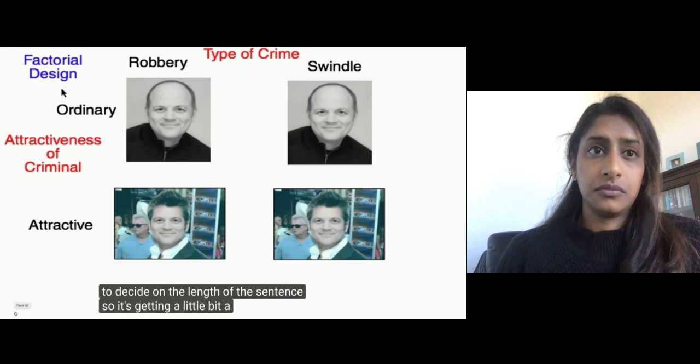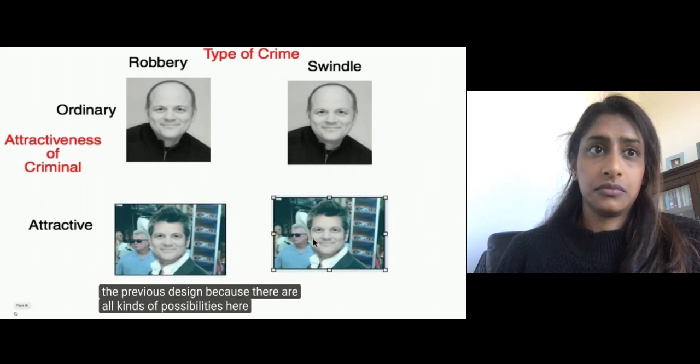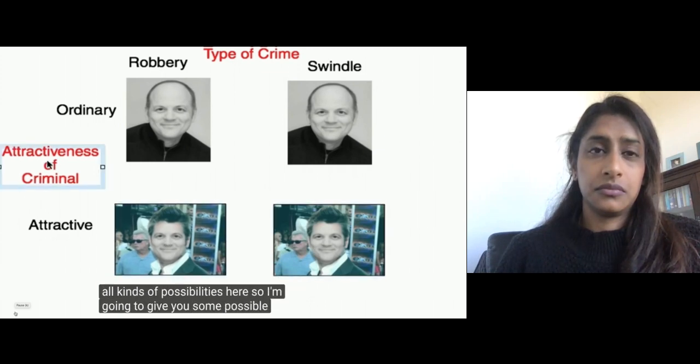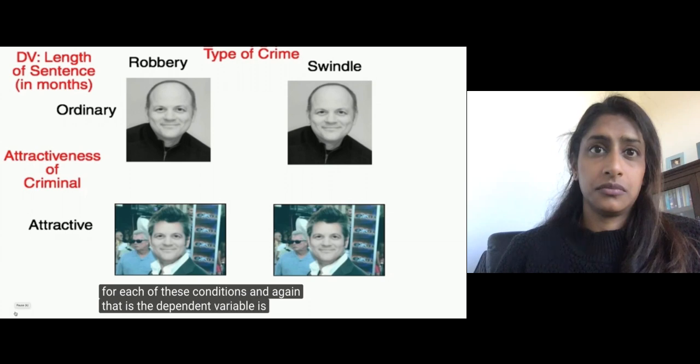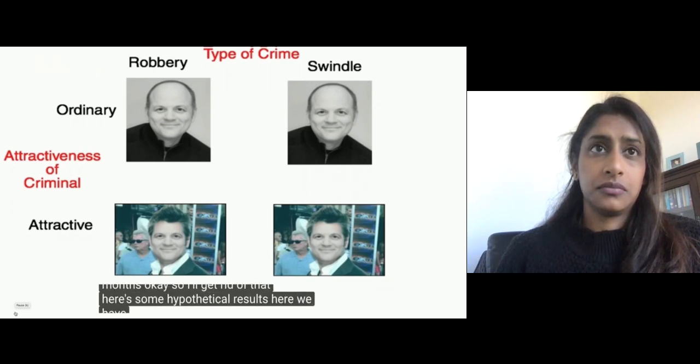So it's getting a little bit more complicated, I suppose, than the previous design, because there are all kinds of possibilities here. So I'm going to give you some possible outcomes for each of these conditions. And again, the dependent variable is the length of the sentence as measured in months. Okay, so I'll get rid of that. Here's some hypothetical results.